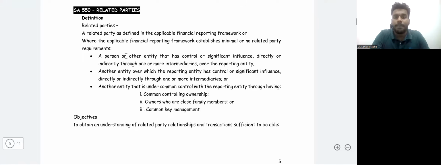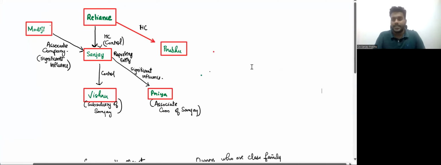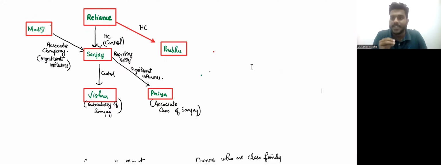Any person or entity who is having a control or significant influence over the reporting entity, either directly or indirectly. For example, let's see this. We are the auditor of Sanjay Limited Company. So Sanjay Limited is a reporting entity. We can see a company called Reliance, which is the holding company of Sanjay Limited. So Reliance has control over Sanjay Limited. That means Sanjay and Reliance become related parties, because Reliance has control over Sanjay Limited.